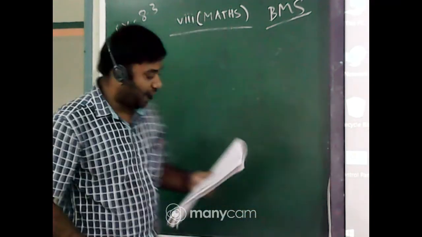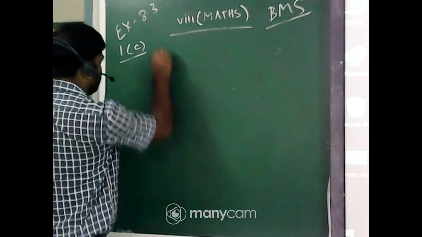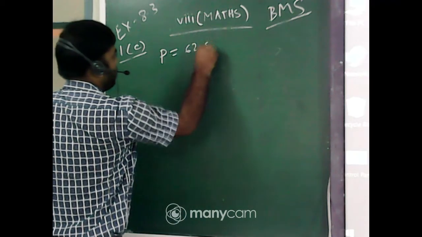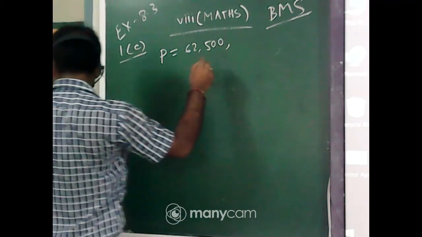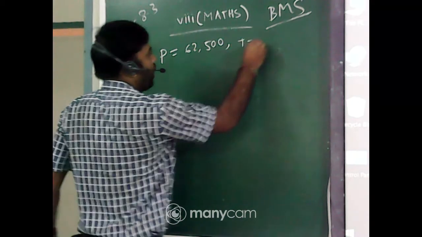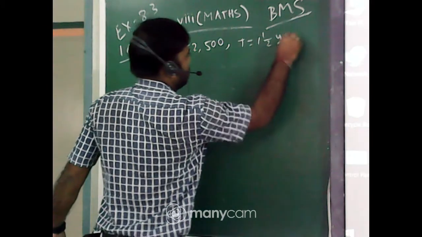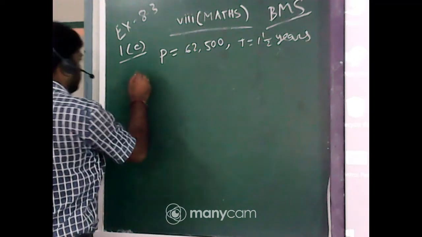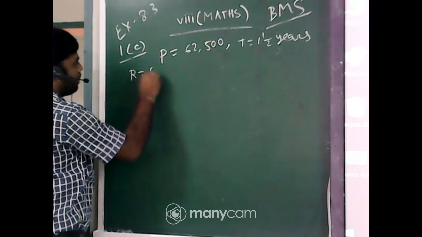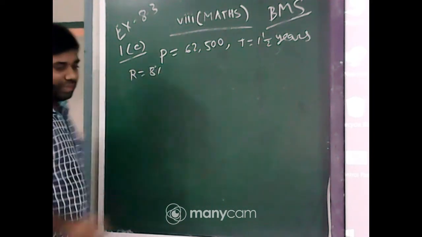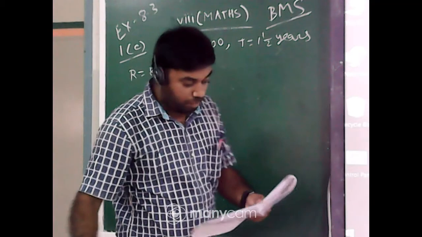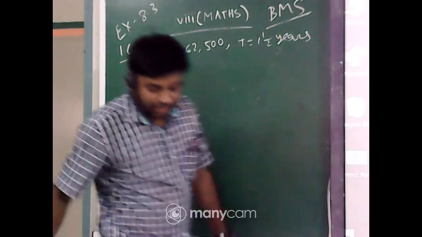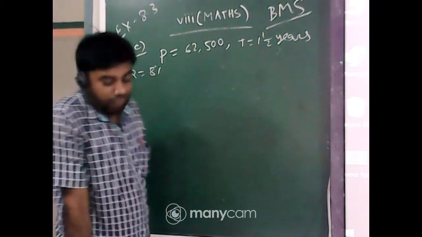So here the principal is given: 62,500, time equal to 1.5 years, and rate of interest, that is R, 8%. But one thing is given here, that it is not per annum. The rate of interest is given half yearly.